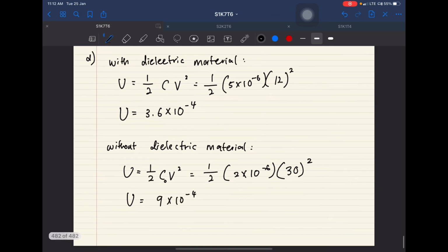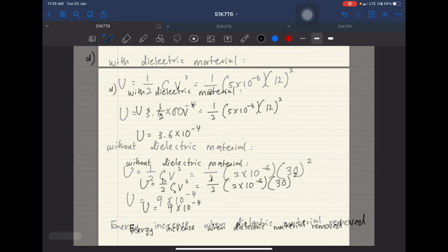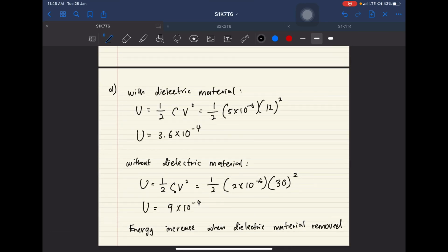As a conclusion, I can write that the energy increases when the dielectric material is removed. And then don't forget to put the unit, which is joule.